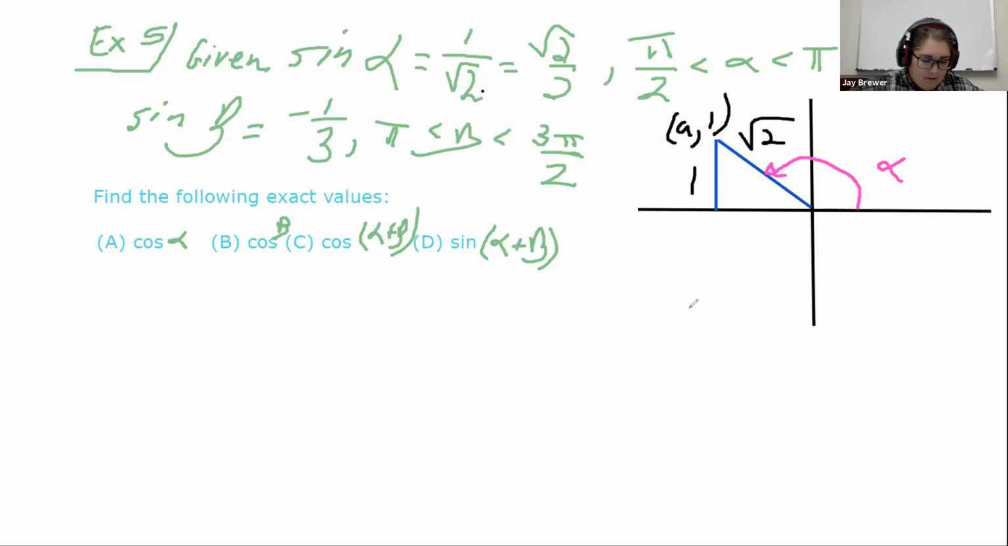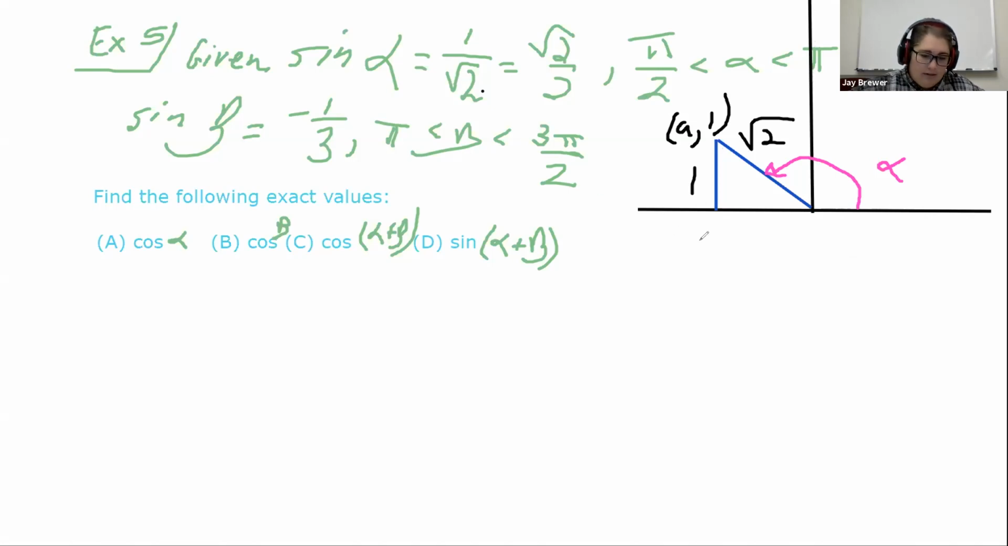How does that help us? We could use the given measurements to find the adjacent leg. Yeah, we need to find A, okay? So to do that, let's move this up a little bit so it's out of the way, but still kind of there. All right.